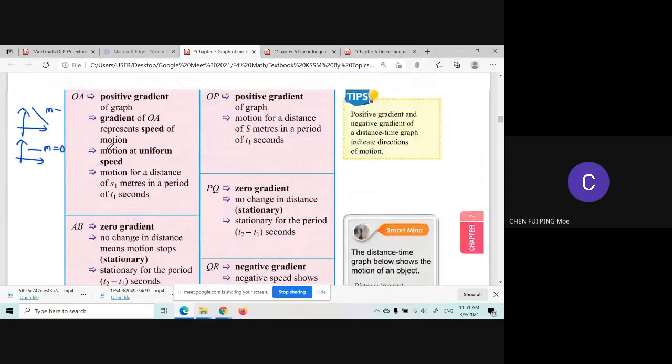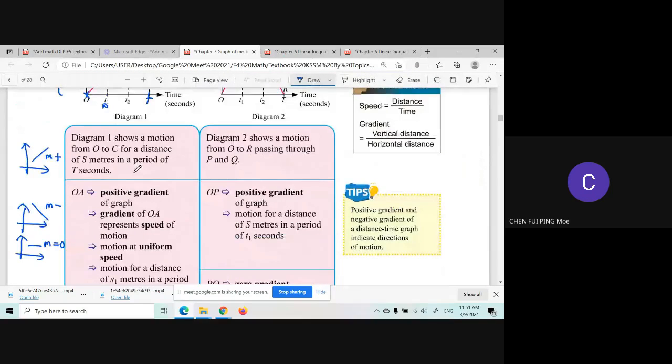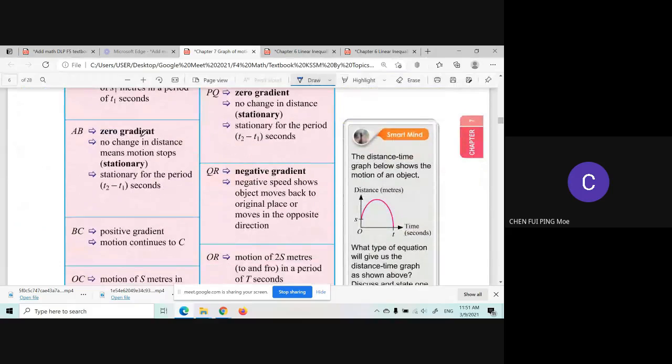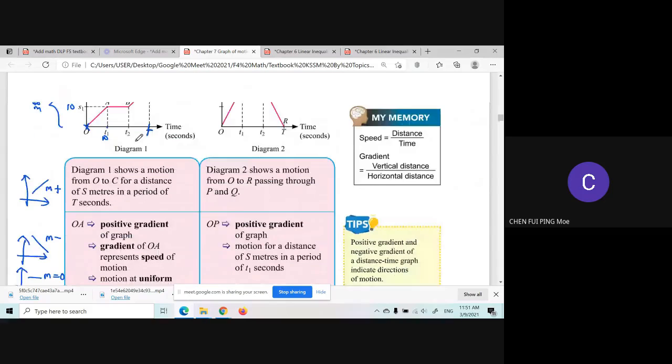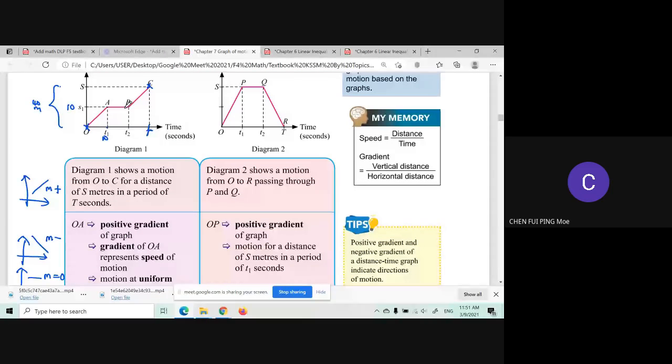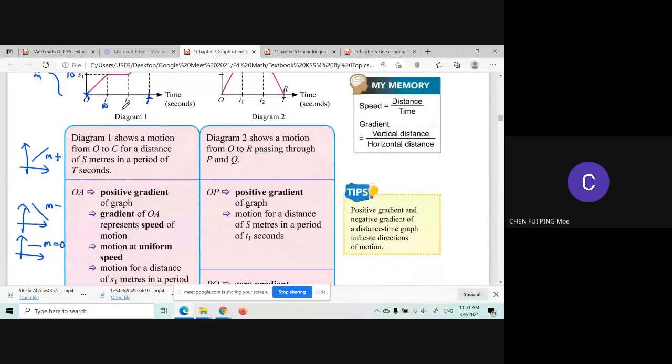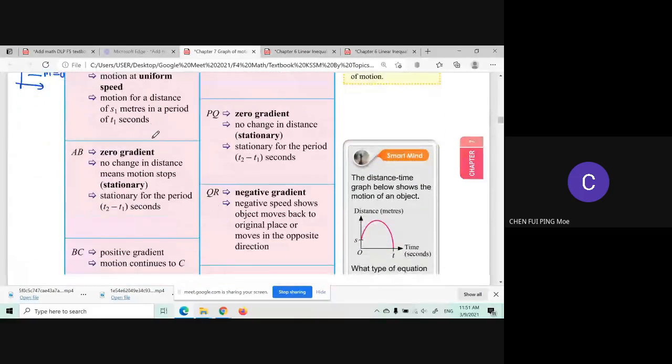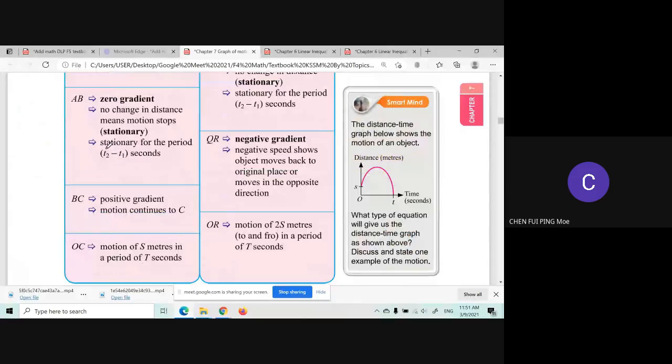And then for AB here, it is horizontal, so you know it is actually 0 gradient. The distance is not changing, meaning that the object is stationary, stopped, does not move. Sometimes they say rest for a period of time. It does not move because the distance is not changing from T1 to T2. So we can say stationary for a period of T2 minus T1 second.